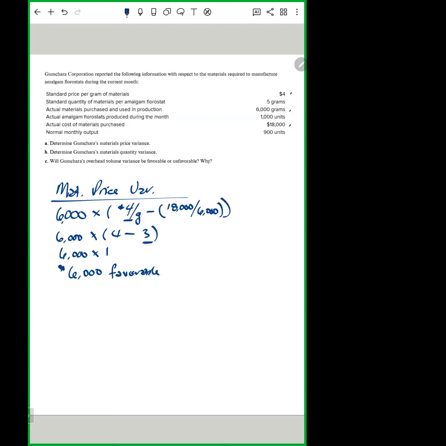The next thing that it asks us to do is to determine the material quantity variance. All right, material quantity variance. And for material quantity variance, we start with the standard price. Standard price is the $4. And we're going to then subtract standard quantity. So for standard quantity, we have, let's see here.